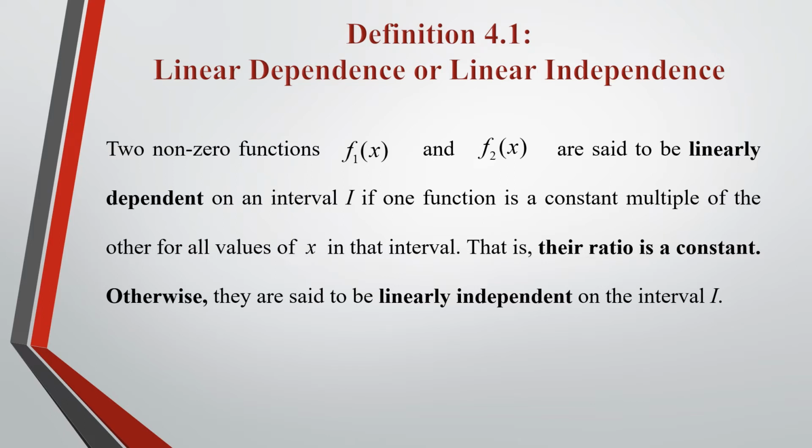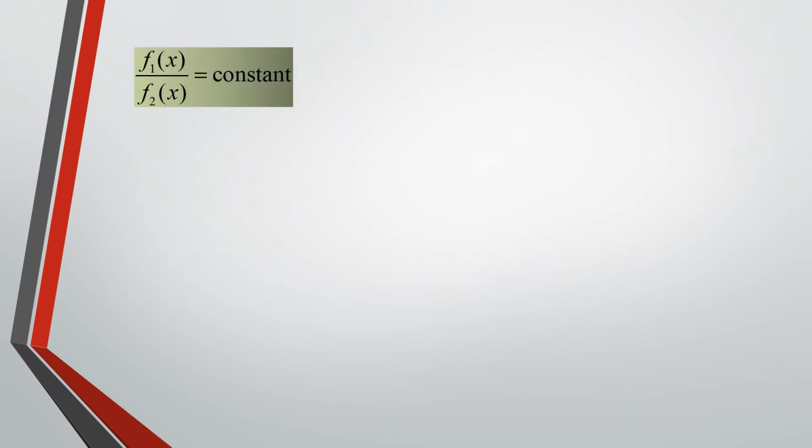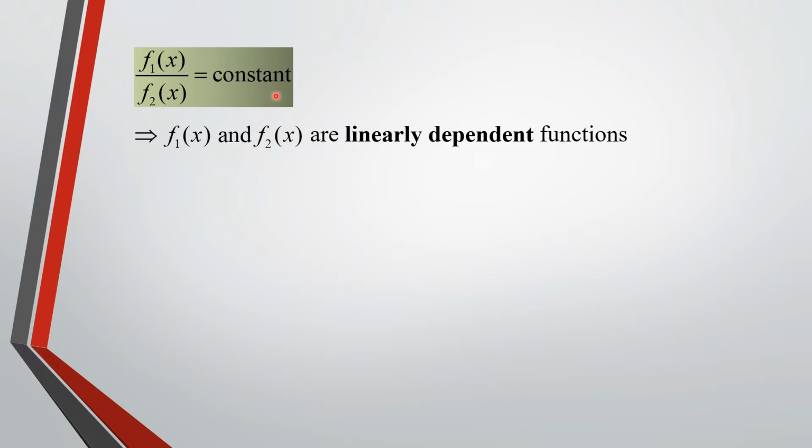Okay, let me summarize what's written in this slide. The slide says as follows. If you take the quotient of the two functions, in other words, you evaluate f1 over f2, and you find out that the quotient results in a constant, then you can conclude that f1 and f2 are linearly dependent functions.